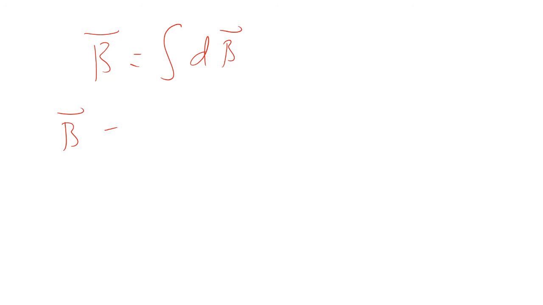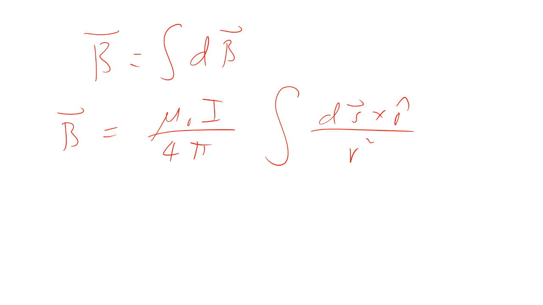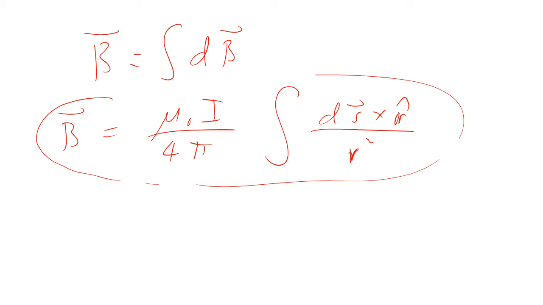So the total magnetic field would be the integral, the mu naught I over 4 pi all comes out, and so that's the integral of ds cross r hat over r squared. And that would give you the total magnetic field. So that's how you'd find it.